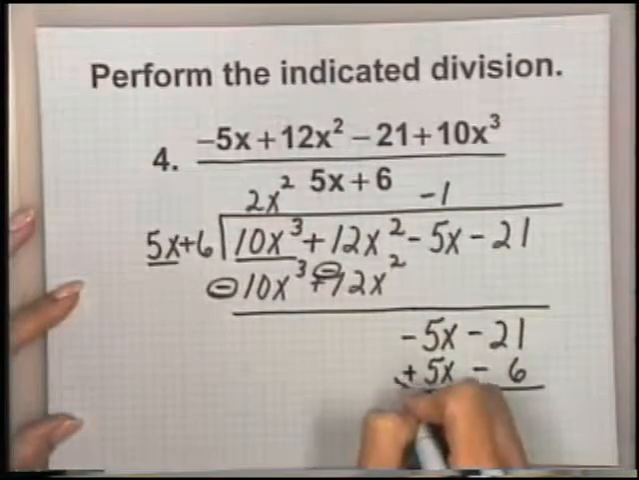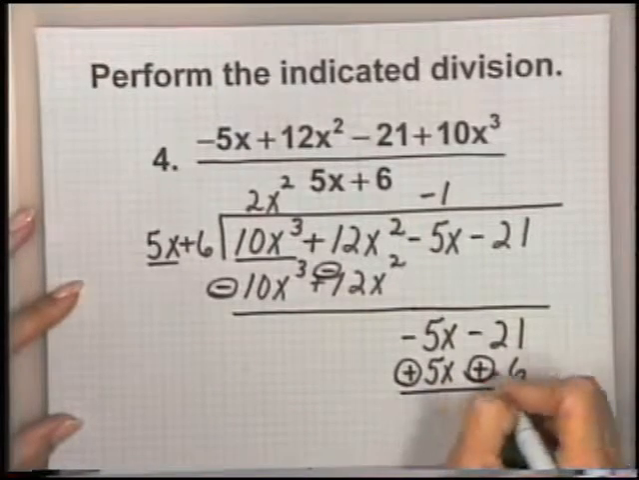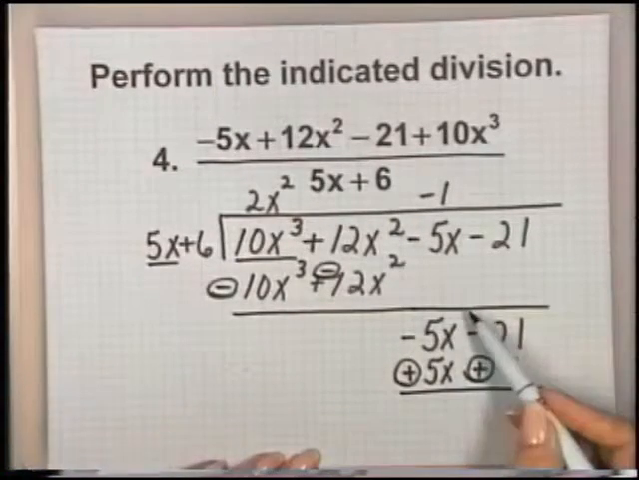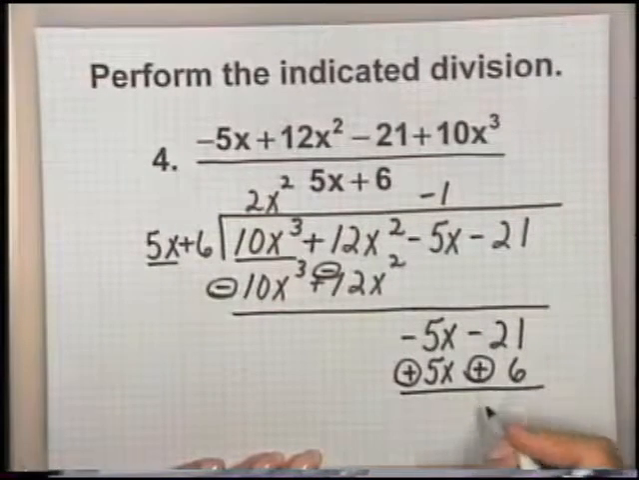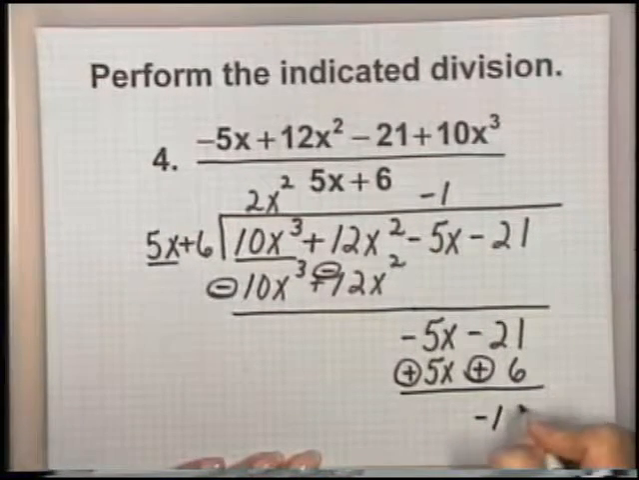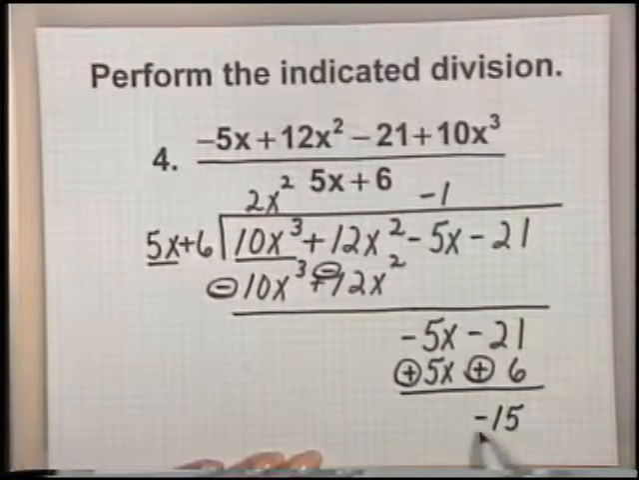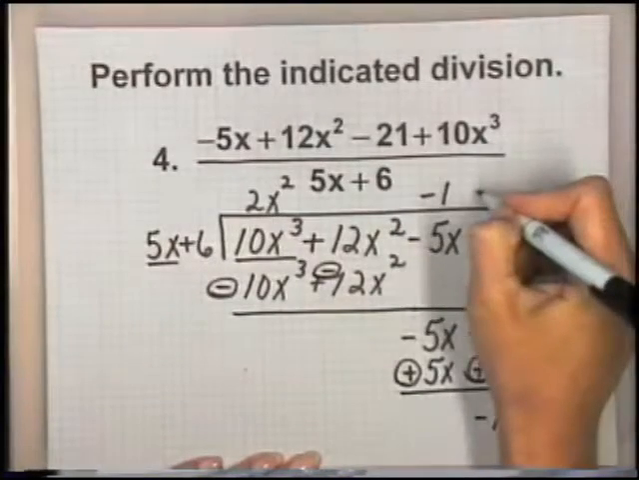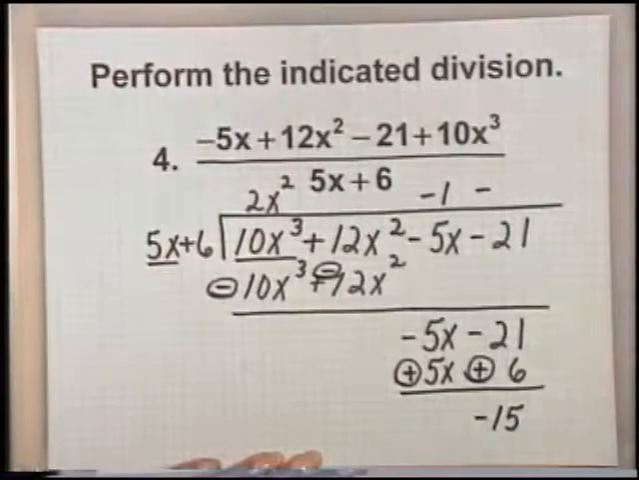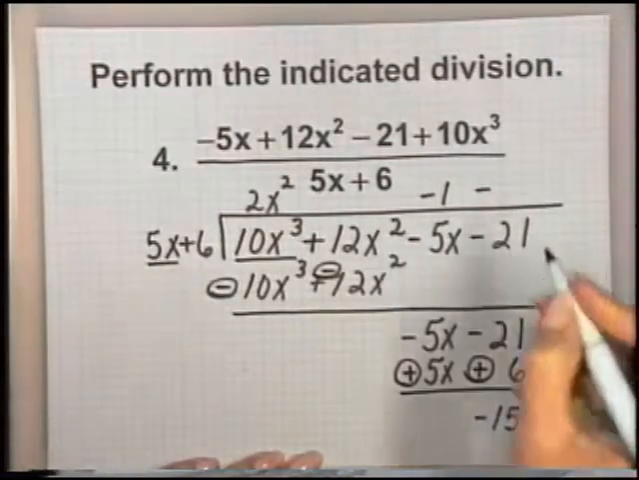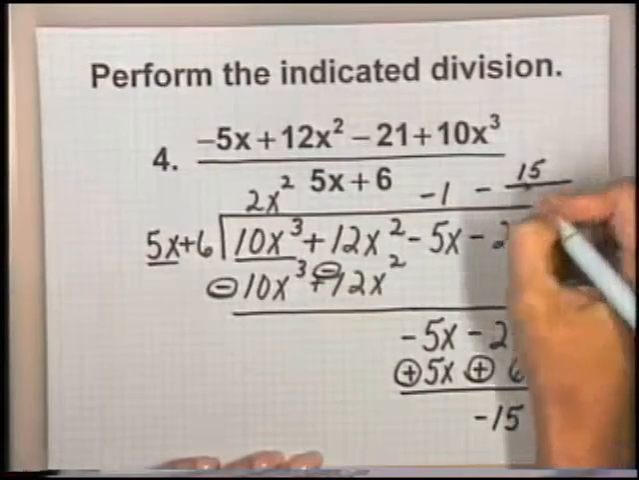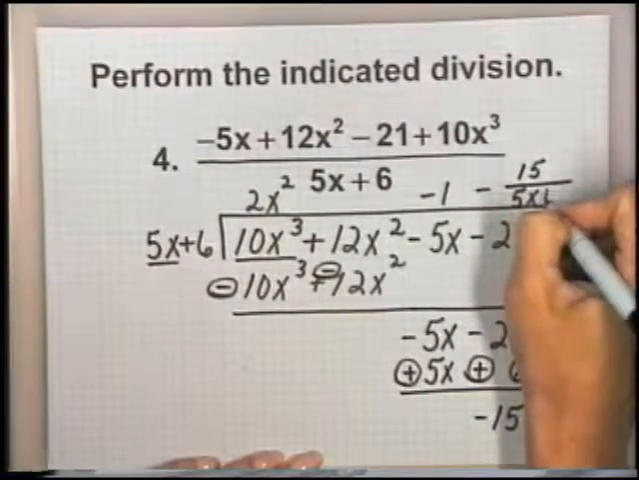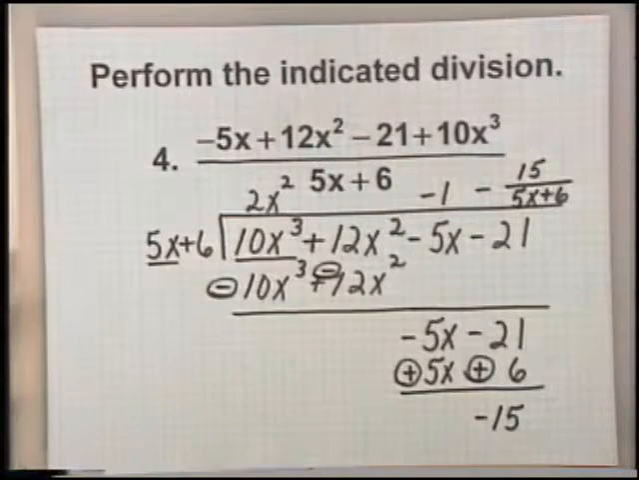When I subtract, I change the sign and combine like terms. So minus 5x plus 5x is 0x. Minus 21 plus 6 gives me a negative 15. Since my remainder is negative, I can put that minus sign in front of my fraction, and then write my 15 over my divisor, which is 5x plus 6.